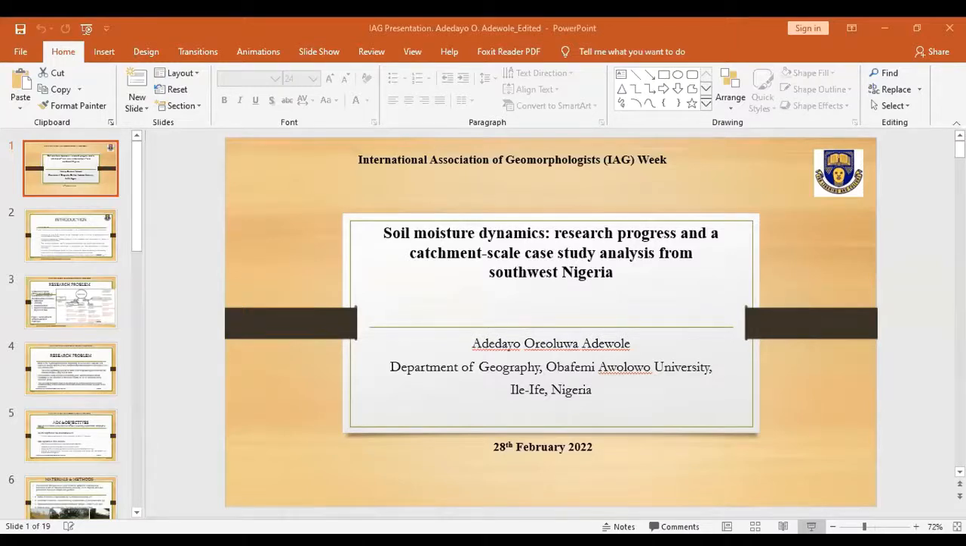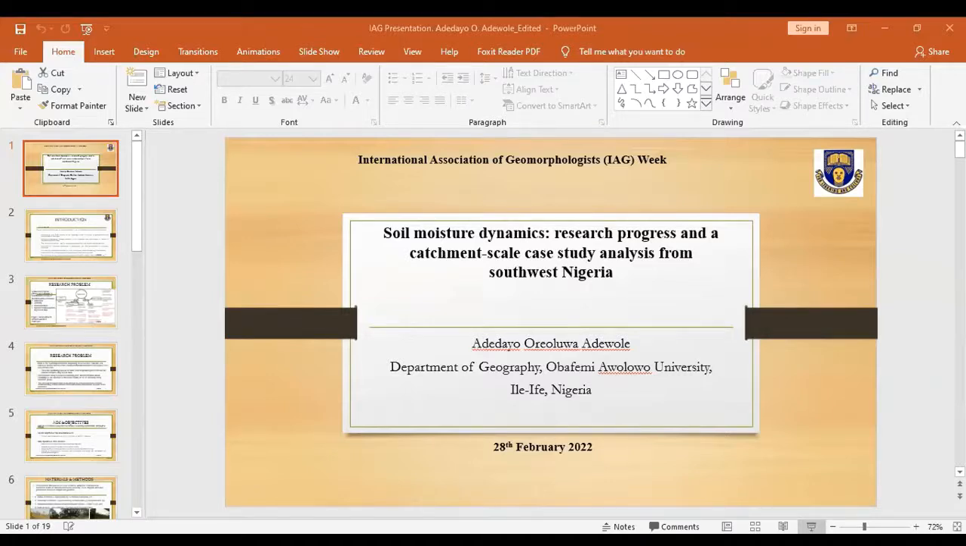However, the gravimetric method has the disadvantage that it requires extensive labor and continuous in situ measurements, while for sensors, the disadvantage is that they could be very expensive. In a place like Nigeria, because of cost, they could be difficult to afford. So most researchers in this part of the world have relied on laboratory techniques to measure soil moisture, which is not ideal. The indirect method consists of remote sensing and models.